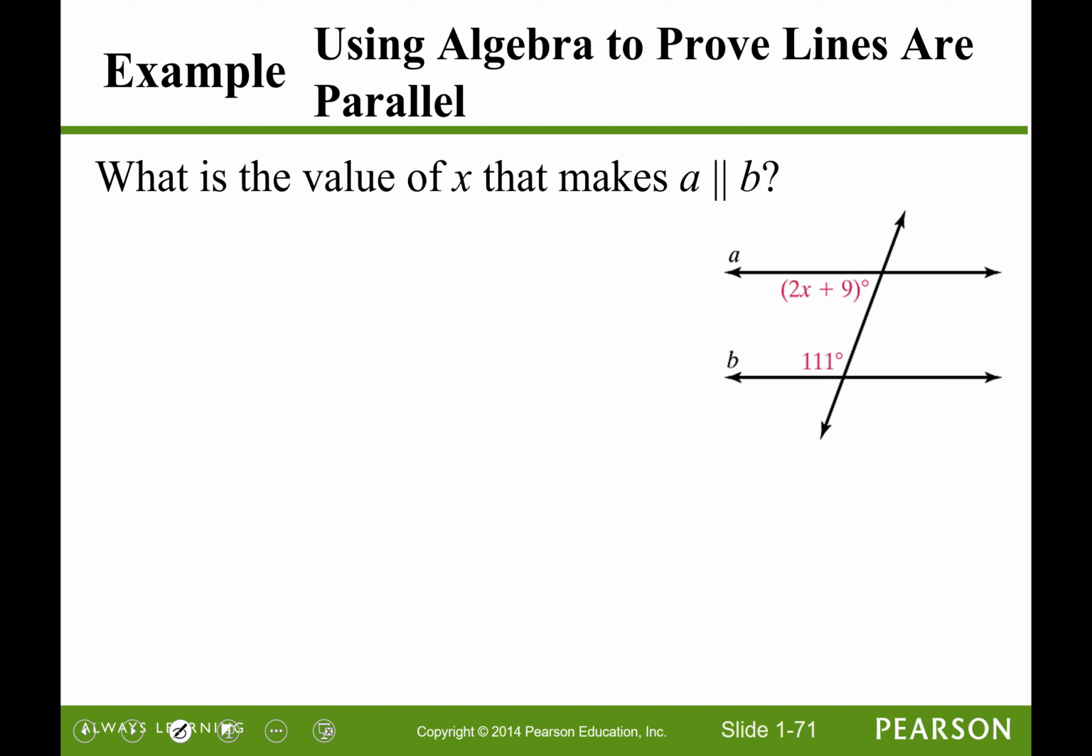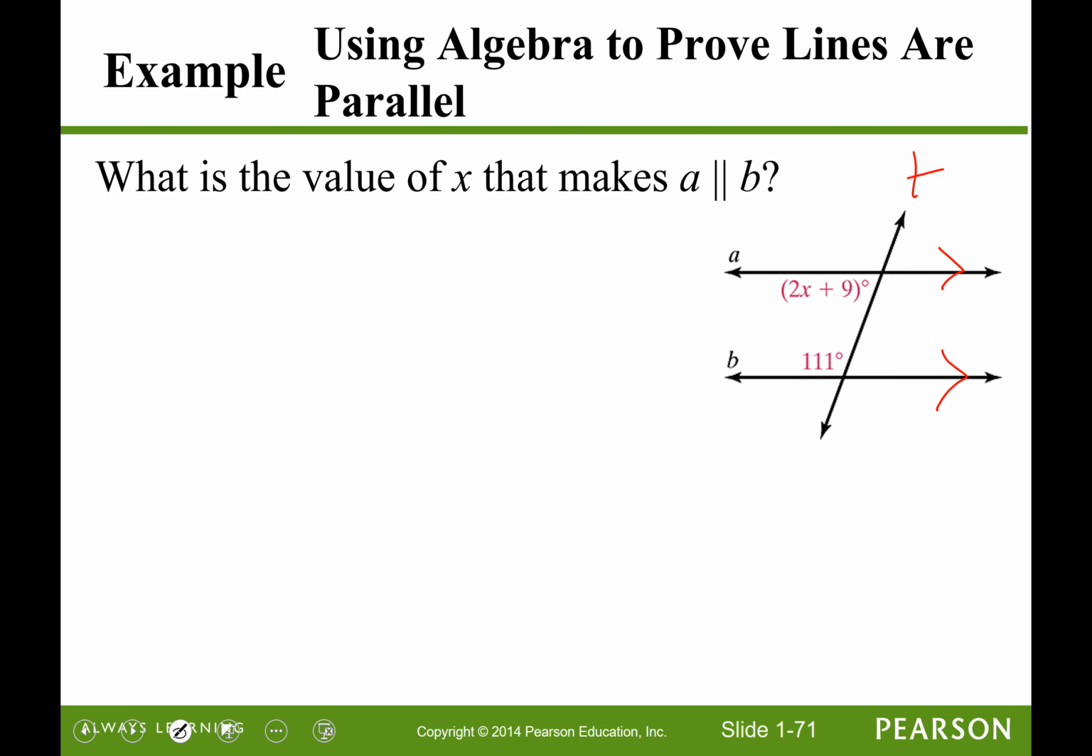All right. Using algebra to prove lines are parallel. What is the value of x that makes line A parallel to line B? All right, so they're asking us to solve for x, or more specifically, find what x would have to be to make lines A and B parallel.